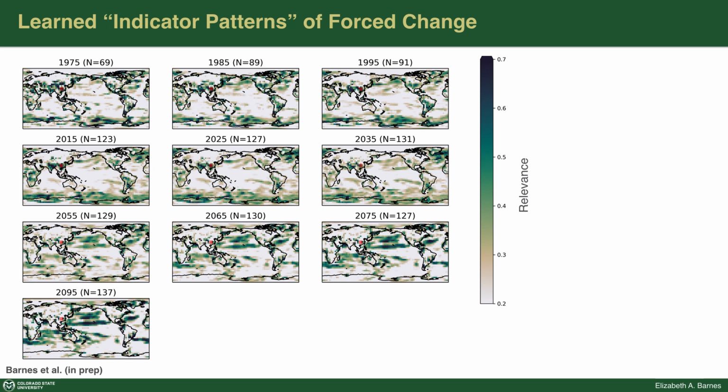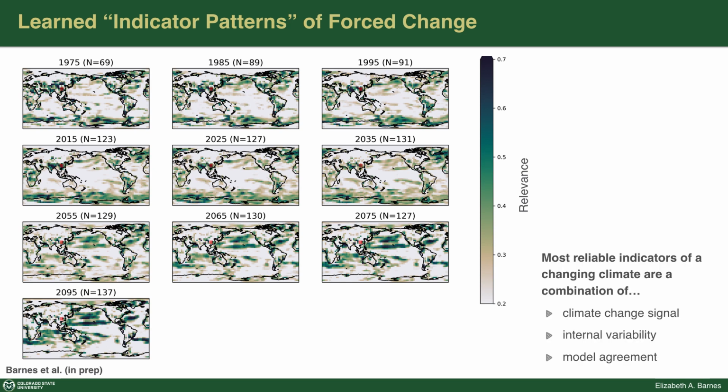Now, these indicator patterns of forced change are really made up of three pieces. First, regions where the climate change signal is large. Second, where internal variability is small, so the signal emerges. And third, locations where the 29 climate models agreed on the response. That is, regions where the models disagreed, the neural network learned to ignore.